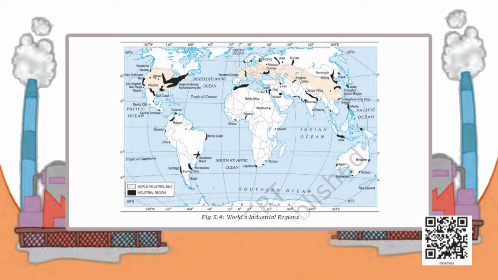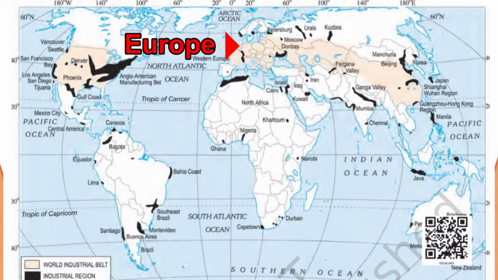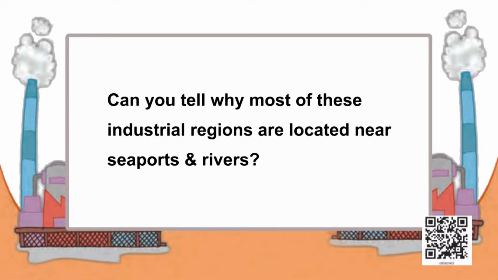The major industrial regions of the world are marked in black. Can you identify and name these regions? The major industrial regions of the world are North America, the whole of Europe, and Eastern Asia. Notice how all these regions are located close to rivers and seaports. Can you tell me why these regions are situated close to water areas such as seaports?